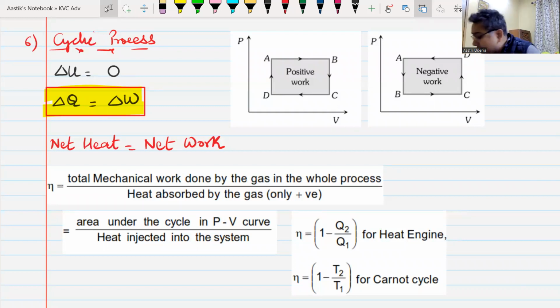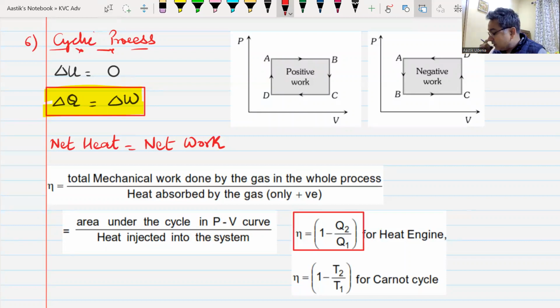Now, for any heat engine, you can write this formula: eta is 1 minus Q2 by Q1. What is Q2? What is Q1?